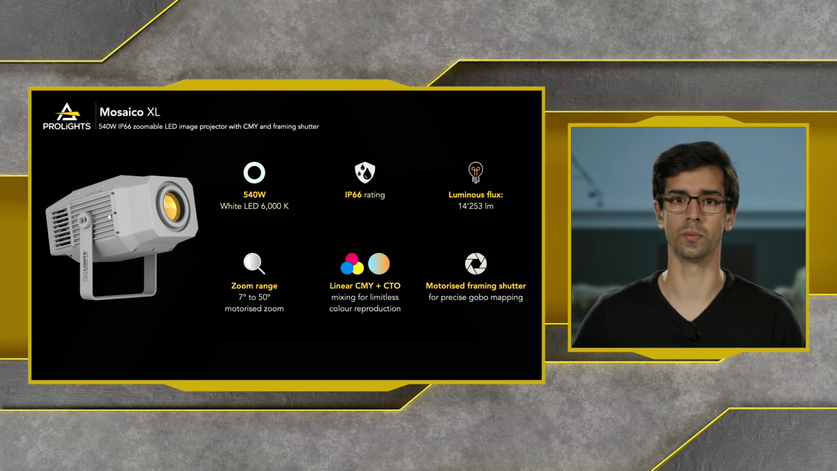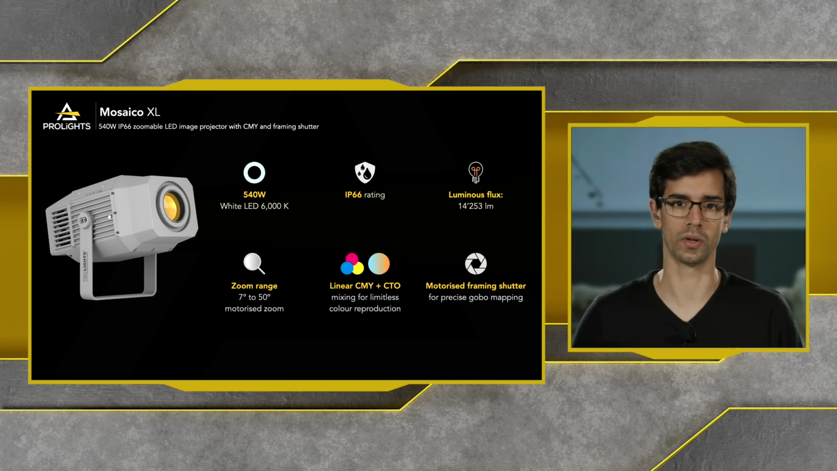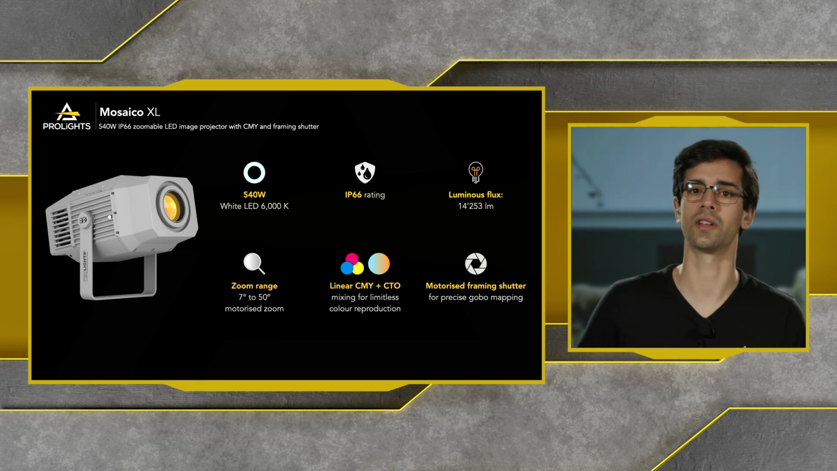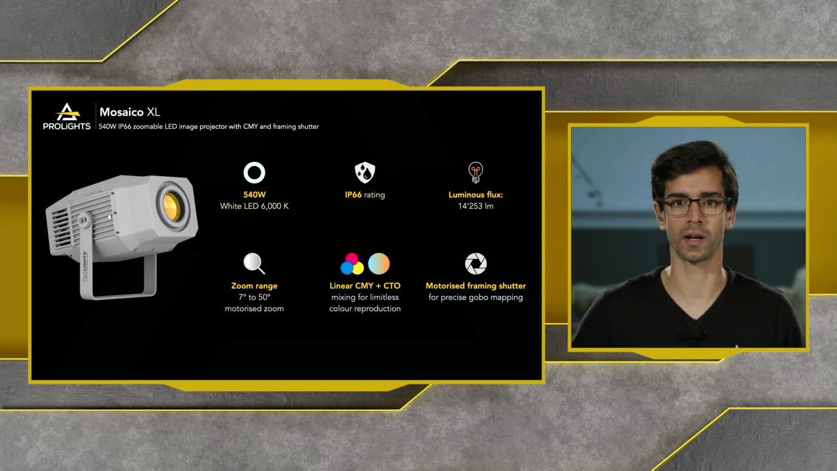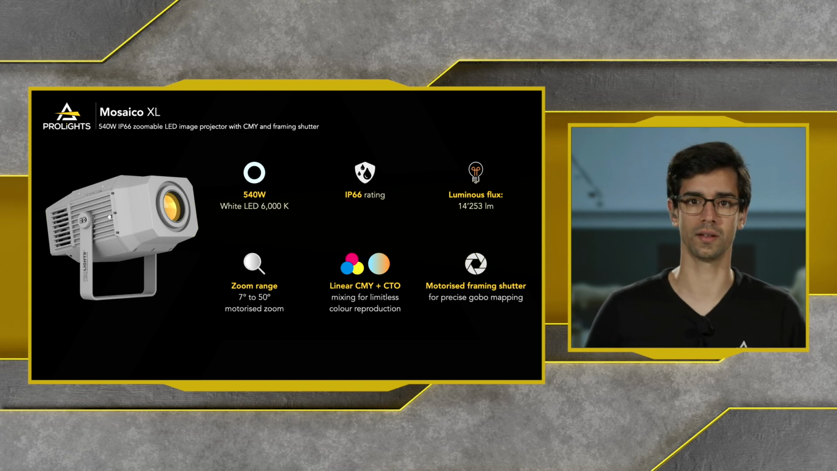And what we can do with the Mosaico XL is project all of these images from a very large distance, much larger than we can do with the Mosaico or the Mosaico Junior. Whether you're projecting from the other side of a river, for example, the other side of a park, or onto a big building, a skyscraper, the Mosaico XL has the exact source for that, with the exact zoom range for that as well.